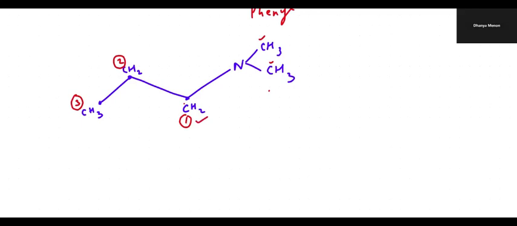Attached to the nitrogen atom, there are 2 methyl groups. So the methyl groups are attached directly to the nitrogen. So we write N. How many methyl groups are there? 2. So dimethyl.